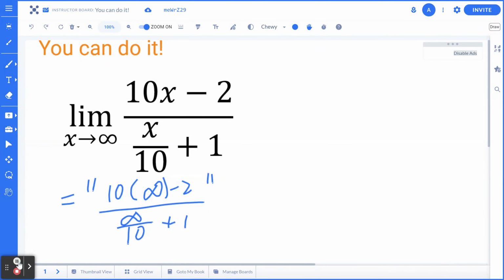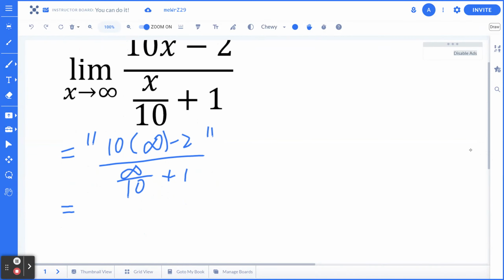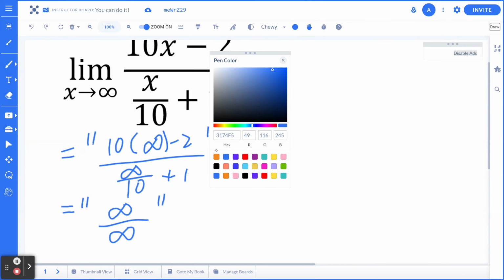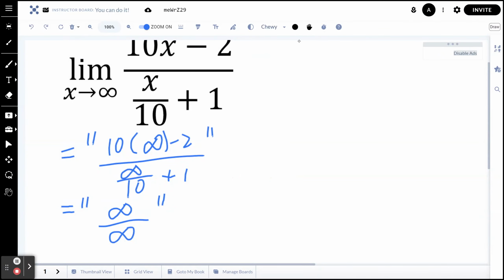And again, the reason is because if you take 10 times infinity, that's going to be infinity. Infinity minus 2, of course, will still be infinity. If you look at the denominator, infinity divided by 10 is infinity, and infinity plus 1 is still going to be infinity. So this is not how to do it. You don't want to get into one of the 7 types of indeterminates.